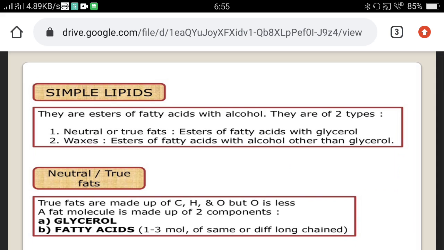Natural, that is the true fats. True fats are made up of carbon, hydrogen, oxygen, but the oxygen is very less. A fat molecule is made up of two components, glycerol and fatty acids: 1, 2, 3 molecules of fatty acids of the same or different long chains.